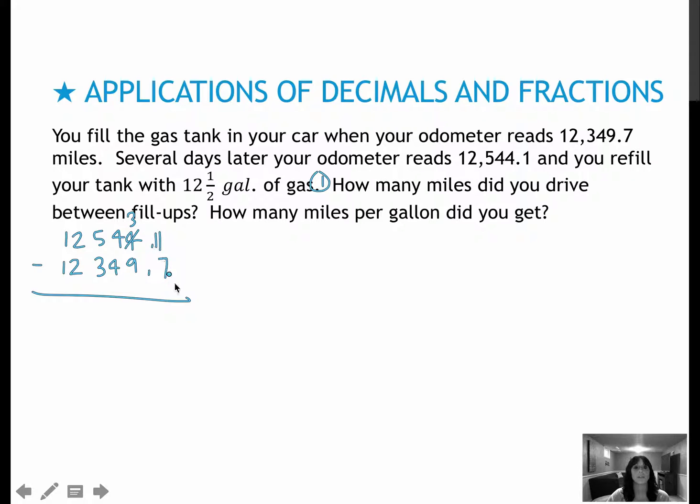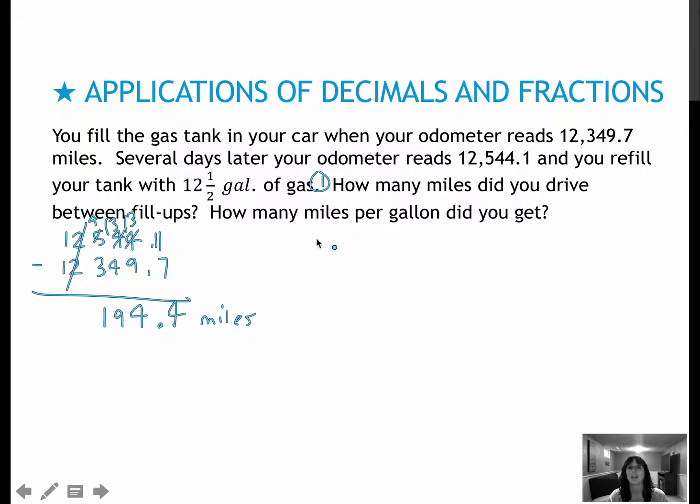Obviously, there's going to be a lot of borrowing, so 11 minus 7 is 4. Borrow again, and I get 4. Borrow again, and I get 9. 4 minus 3 is 1, and of course my 12s cancel. So the answer to the first question is 194.4 miles is how many miles I drove between the 2 fill-ups.